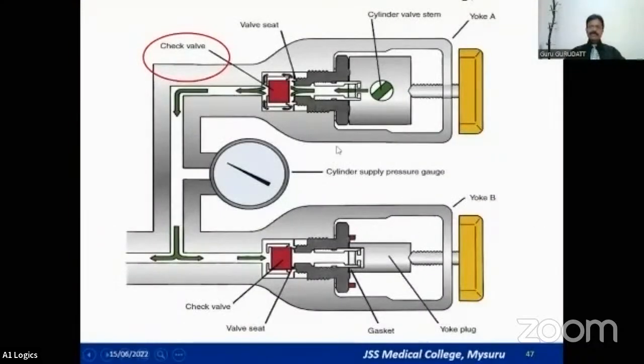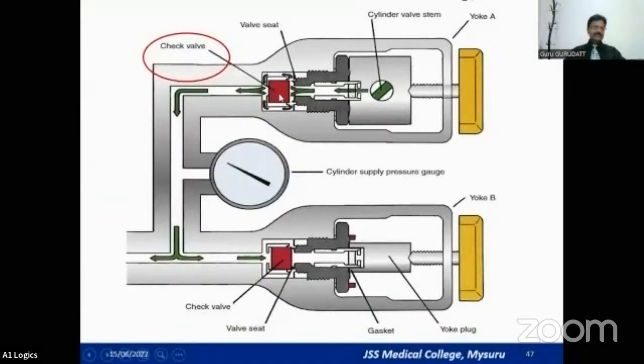I told you that there will be a unidirectional flow of gases through the yoke assembly. Here, I'm showing you two yoke assemblies. This is one yoke assembly, and this is another. Here, on one yoke assembly, the cylinder has been connected. On the other yoke assembly, no cylinder has been connected. Once you open the cylinder, there is a check valve.